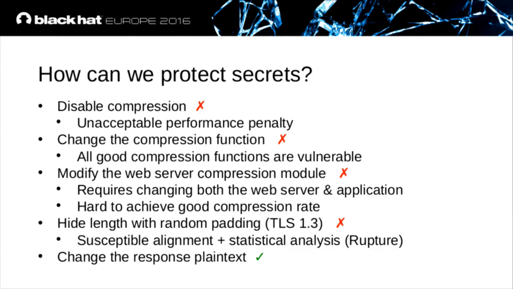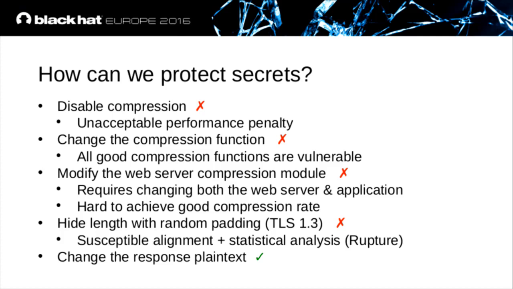A third solution could be to modify the web server and the compression module that runs on a web server in order to annotate different parts of the page and not compress these parts together. But this also has some problems because in this case, we have to both change the web server and the application level services. And also, this method actually makes it really hard to achieve a good compression rate. So it's in the middle ground, but it's not that easy to actually develop it.